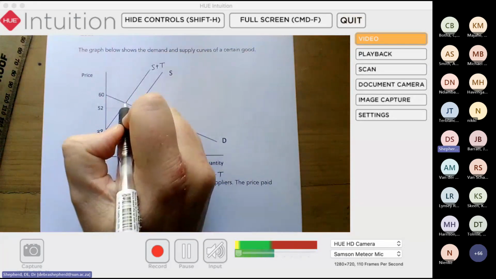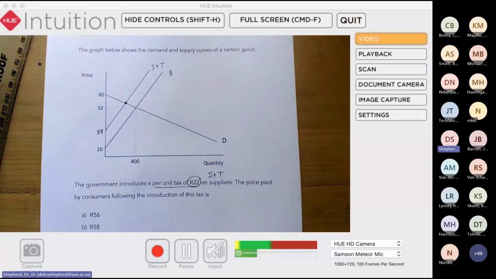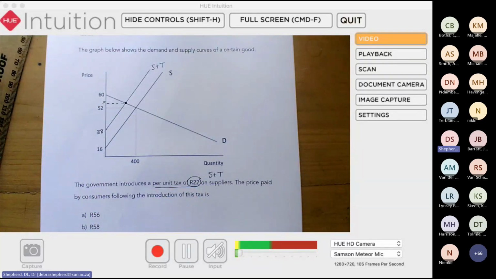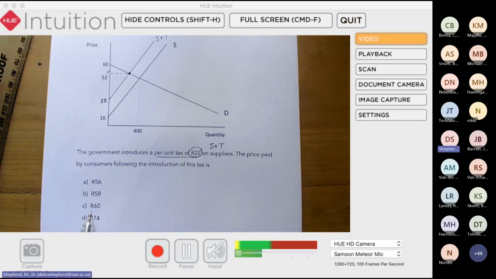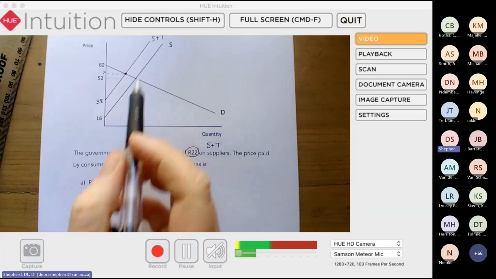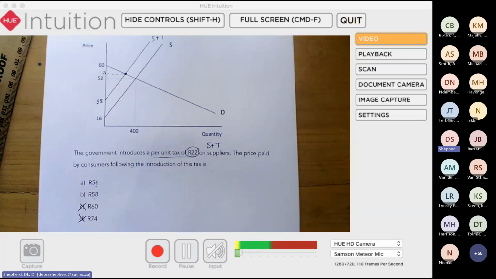So what we're trying to solve for is that price over there. So what we want to know is, what is the price that consumers are going to have to pay following this tax? Now, looking at the answers, is it possible that this price is 60 Rand? Is it possible for that price to be 74 Rand? No. So we're having to figure out, is this price 56 or 58? Because those two numbers fall in between 52 and 60, which is where this new price should end up.